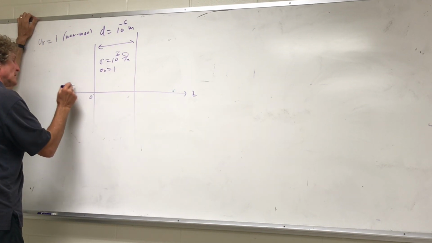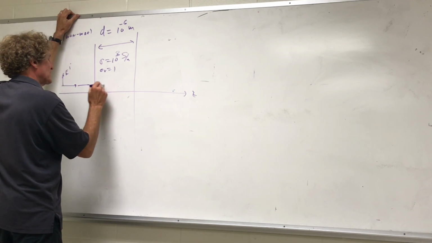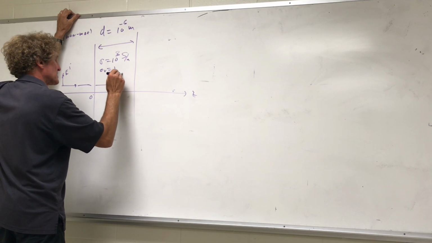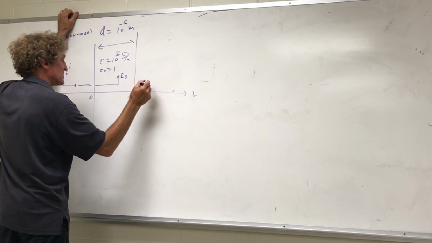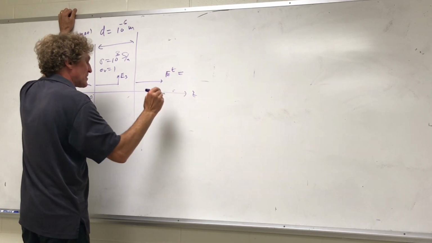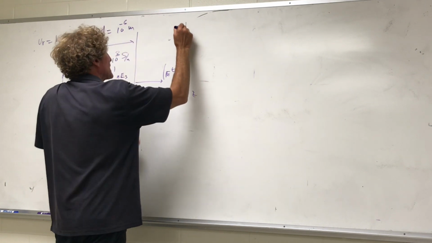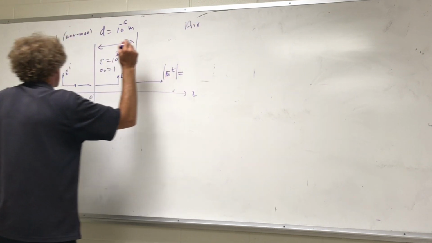Of course, I'm going to have an incident electric field. I'm going to have an electric field in this region, anywhere in this region. I'll call it the shield, and I'm going to have a transmitted electric field. I'm going to say the transmitted electric field's magnitude, and call this air, and this air.